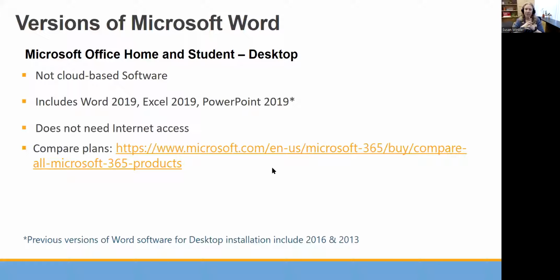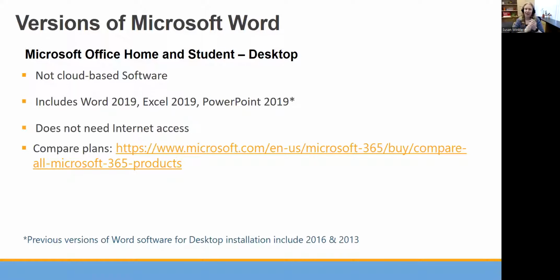Okay, there's also the Microsoft Office Home and Student Edition, which is not cloud-based software. That is software that you can download and have on your computer and then use without internet access. The online versions do allow you to do some collaborative work, and there are some advantages because it saves things immediately. But a lot of people prefer the version that's installed on their desktop computer, because then they can use it on a laptop anywhere and don't necessarily have to have an internet connection.